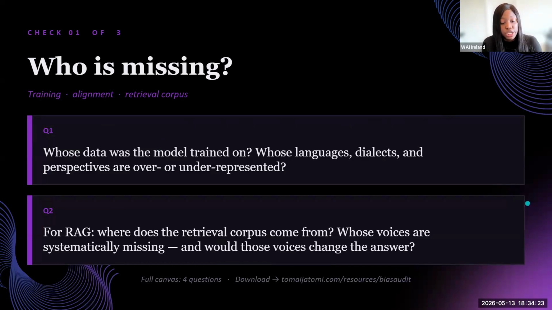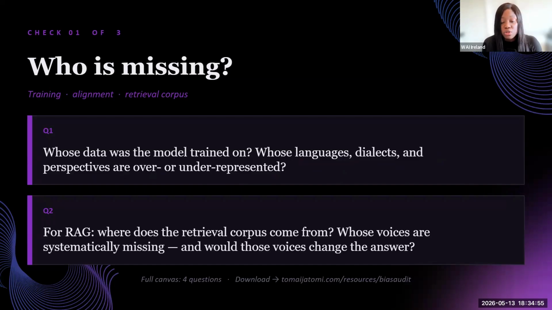But if we're looking at the first check, right? Who's missing? As I said, this first question is really our input audits. It's about representation. There are 4 questions in each of these different checks, broken down. The first question there is whose data was the model trained on? Whose languages, dialects, and perspectives are over or under represented in that training data?